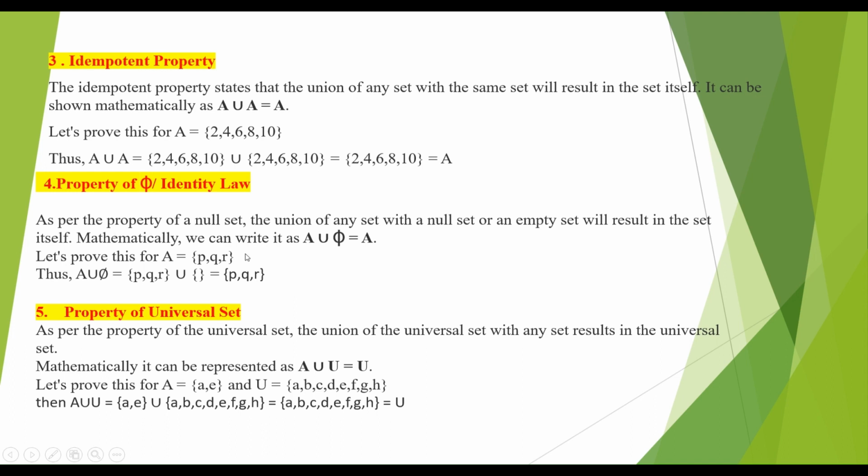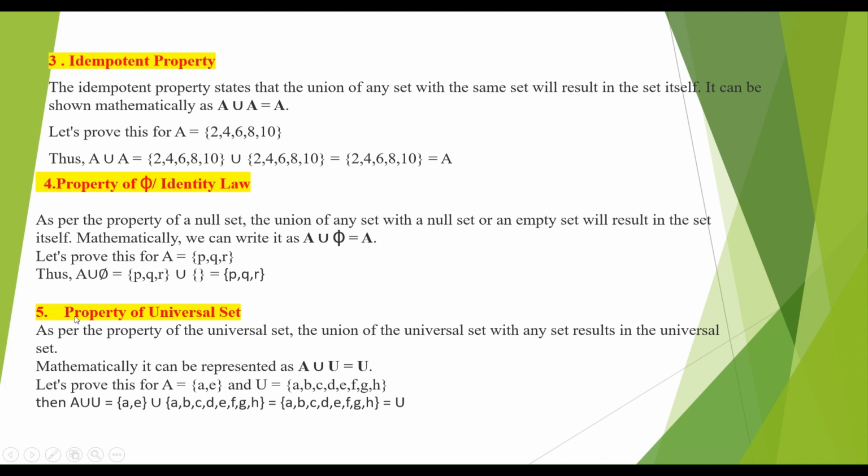As per the property of null set, the union of any set with a null set or an empty set will result in the set itself. Okay, we can write this as A union null set is equals to what? The same, set A. So let's prove this. First let's take A equals P, Q and R, and the null set has no elements. So what answer do we get? A union null set gives the same elements of A. Hence we prove that A union null set is equal to A.